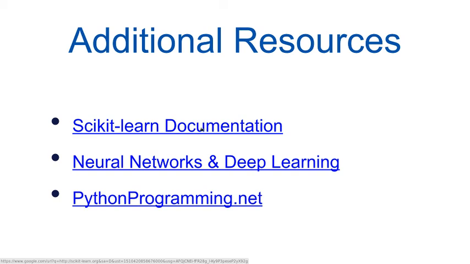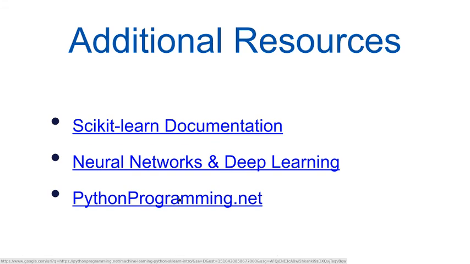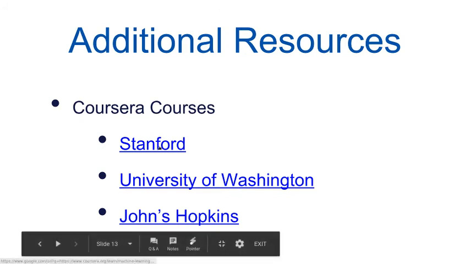These are all actually links. Scikit-learn has a lot of documentation. There's a website called Neural Networks and Deep Learning, so if you want to go into neural networks, I thought that was a great explanation. Pythonprogramming.net also has an online tutorial on scikit-learn that you could look into. You can also take Coursera courses. There's one by Andrew Ng at Stanford that I enjoyed.